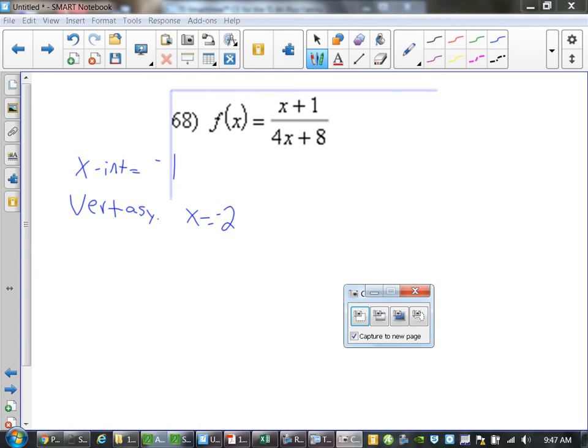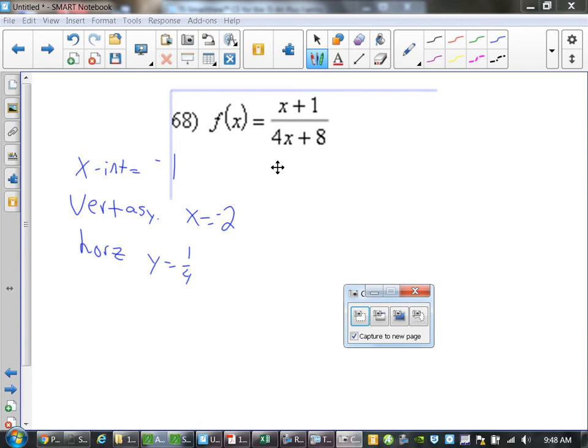And then I'm looking for my horizontal asymptote. That's when you have to go through your 3 scenarios. In this case, since they have the same degree, where's our horizontal asymptote? 1/4. At the fractional amount of the coefficients.